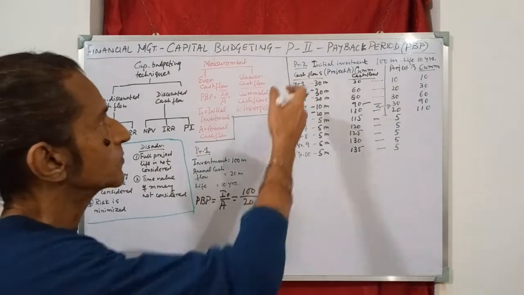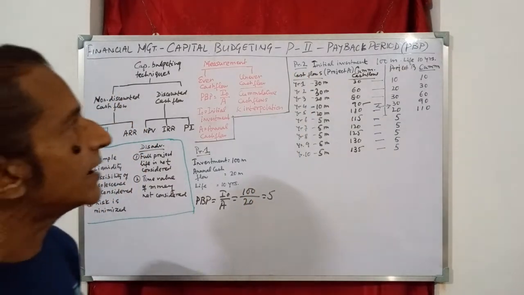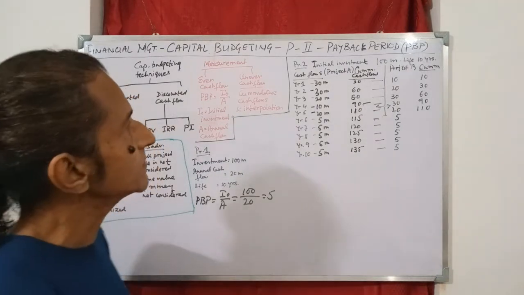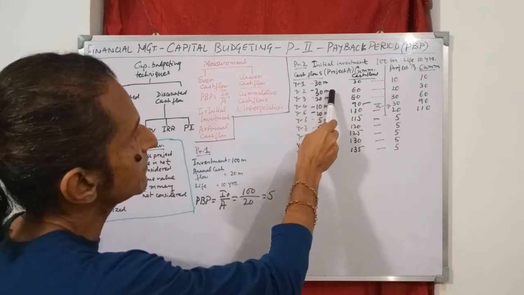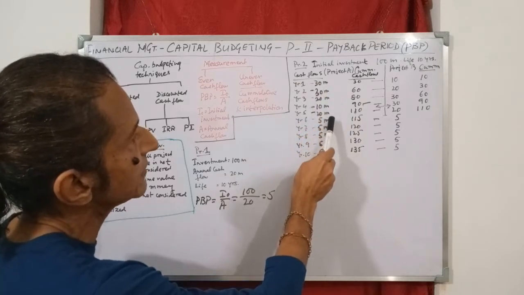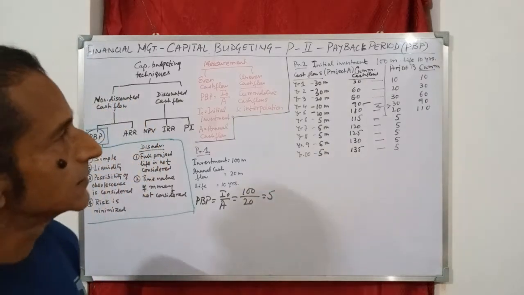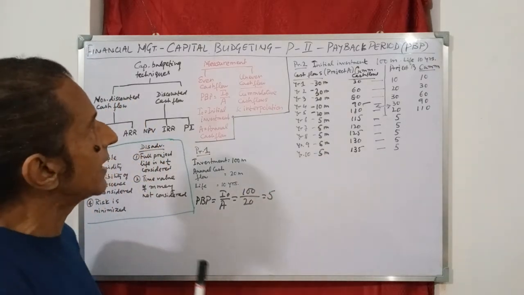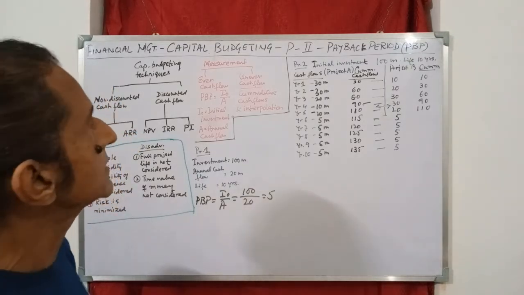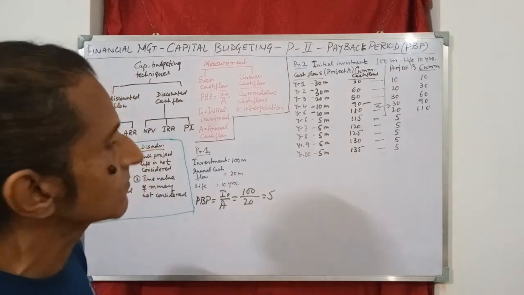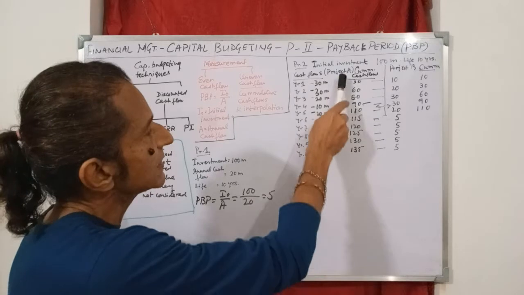Now come to problem number 2. In problem number 2, we have uneven cash flows. You see, year 1 to year 10, the cash flows are 30 million, 30 million, 20 million, 10 million, 20 million, 5 million, 5 million, 5 million, 5 million, and 5 million. So, as I said earlier, in case of uneven cash flows, we shall consider cumulative cash flows. In this column, I have calculated the cumulative cash flows.